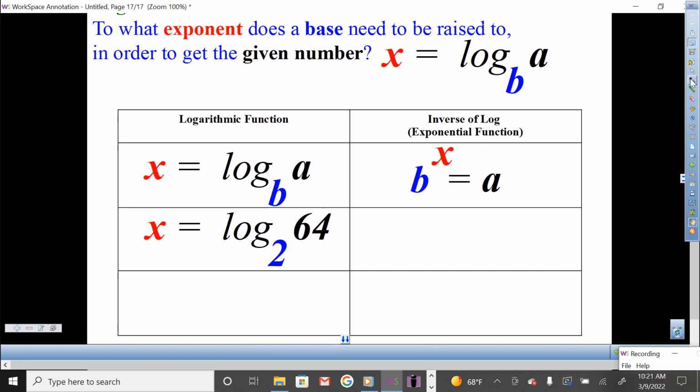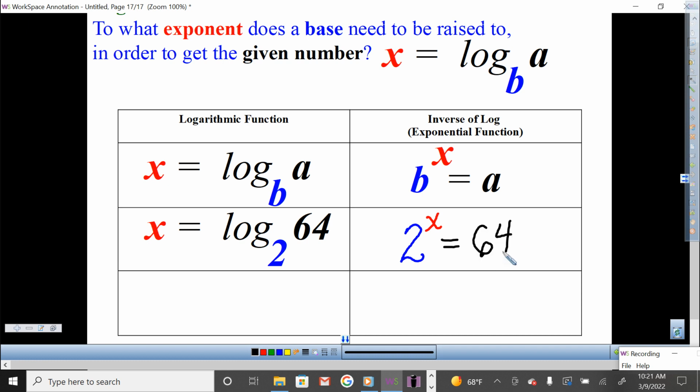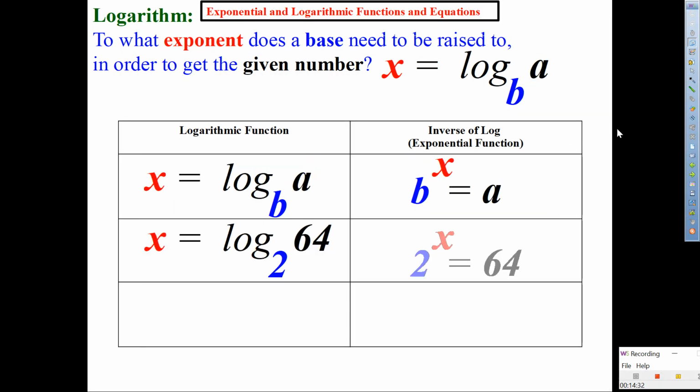Alright. So let's see. What do we start with? In order to get an exponential, we need to start with a base. What is our base, everyone? 2. The exponent is still x. And what number do we need to get? 64. That is correct. Hands up if you got that. Okay, let's do another one. Here we go. Copy this. X equals log 5 to get 125. Just rewrite it.